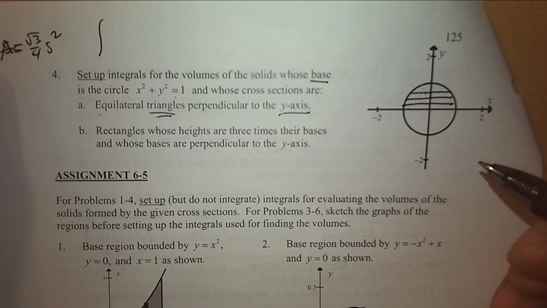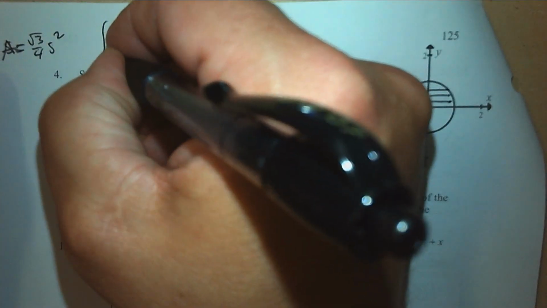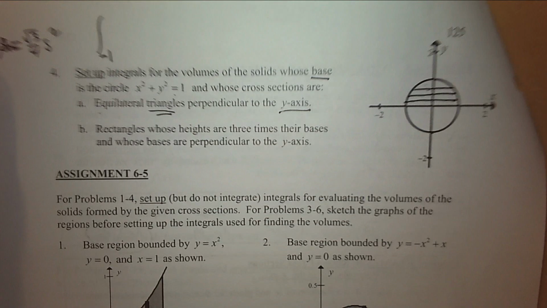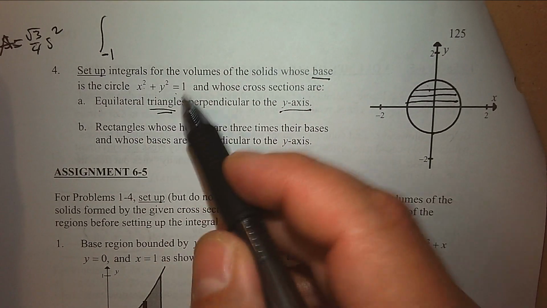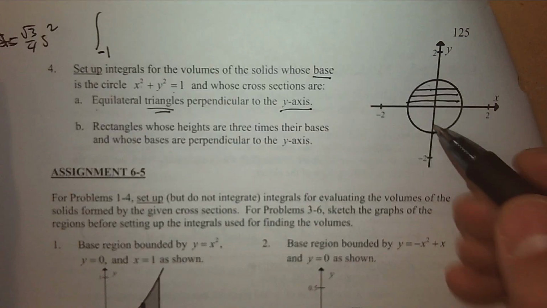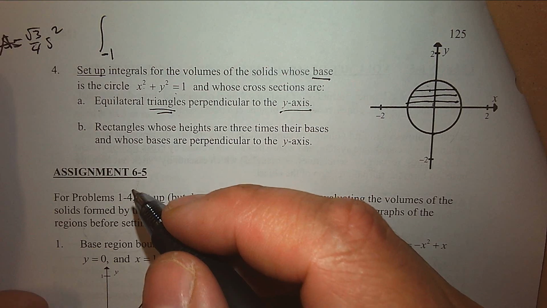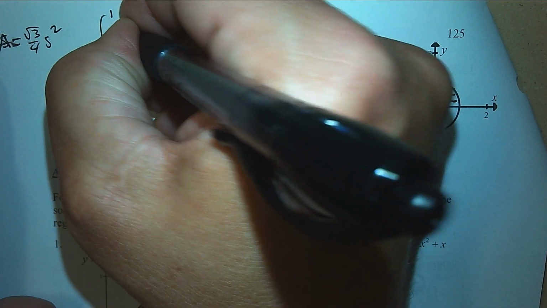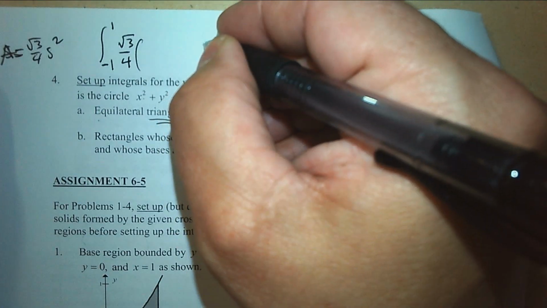Y coordinate. So what's the lowest y coordinate? -1. Good. Did you know that or guess it or just think it looked like that off the graph? Look at the equation. X squared plus y squared equals 1. The square root of 1 gives you the radius, right? In all directions. So we are going from -1 to what? 1. To +1. What's the formula for an equilateral triangle? The square root of 3 over 4 times x squared.